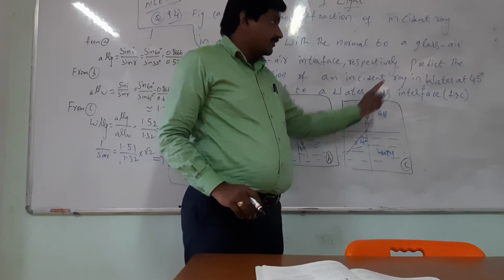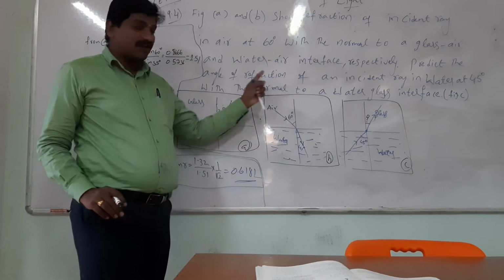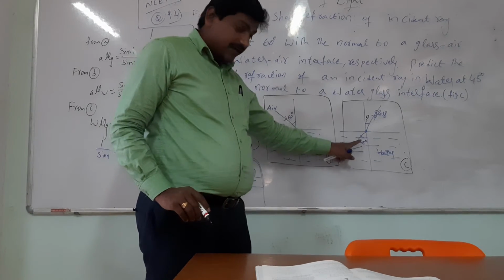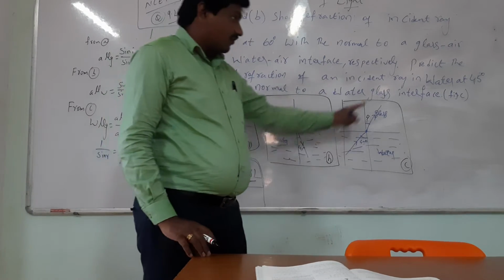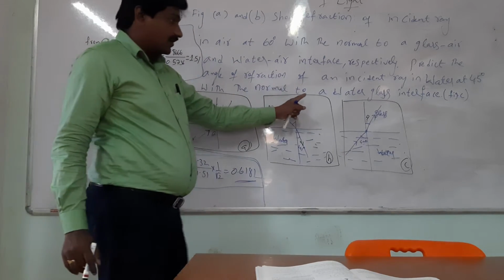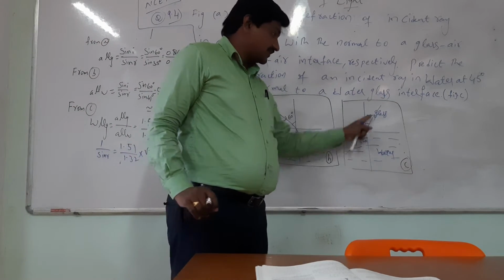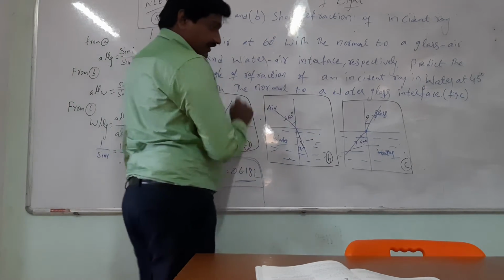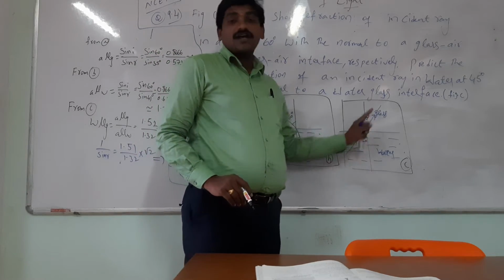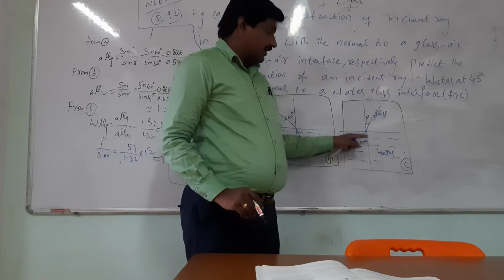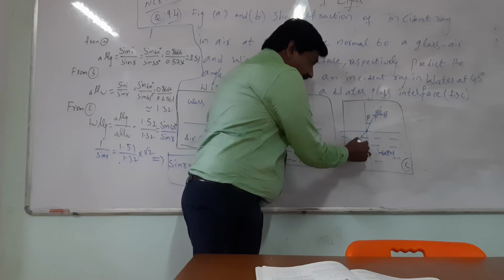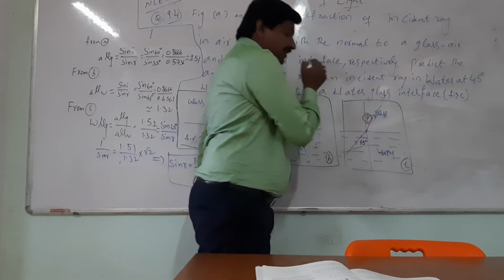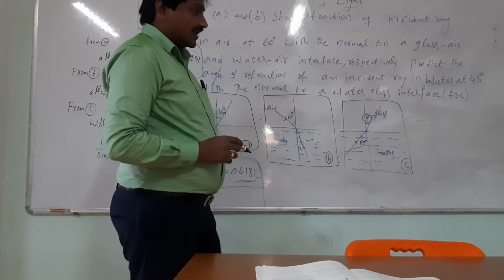Now the question is to predict the angle of refraction of an incident ray in water at 45 degrees with the normal to the water-glass interface. Here we have water-air, glass-air and water-air. Here they are asking with the water-glass interface angle. Here the light ray is incident at 45 degrees. They are asking us to find the refracted angle in the medium of the glass.